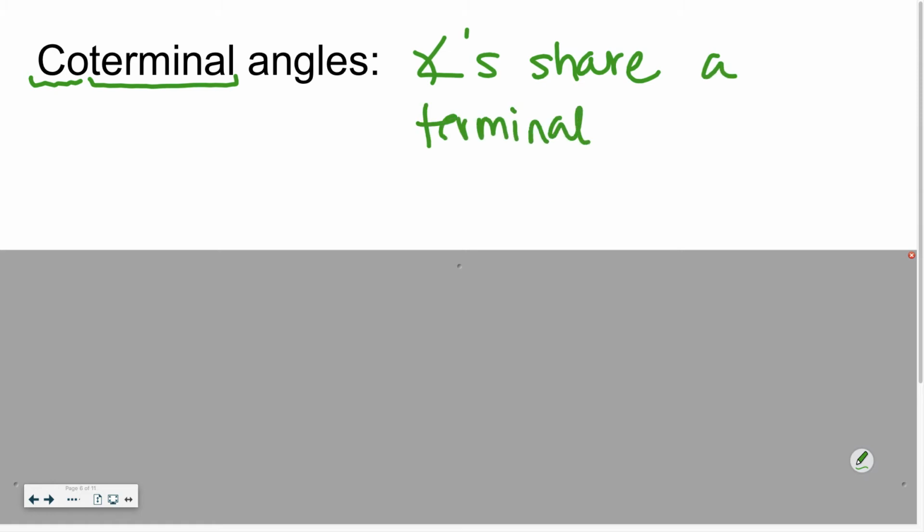So coterminal, Caden, you wanted to take a shot at it? Are they like two angles that share the same place on the graph that are apart by like plus or minus 360 degrees? Yes. Angles that share a terminal side. So if they're sharing a terminal side, yes, they're going to be different by plus or minus 360 degrees or 2 pi. Okay? I like that you explained it that way.